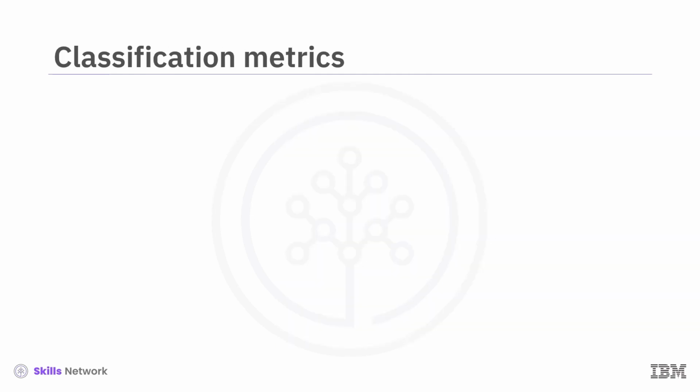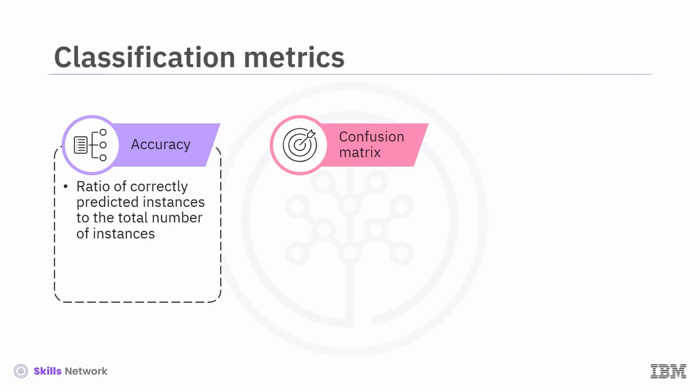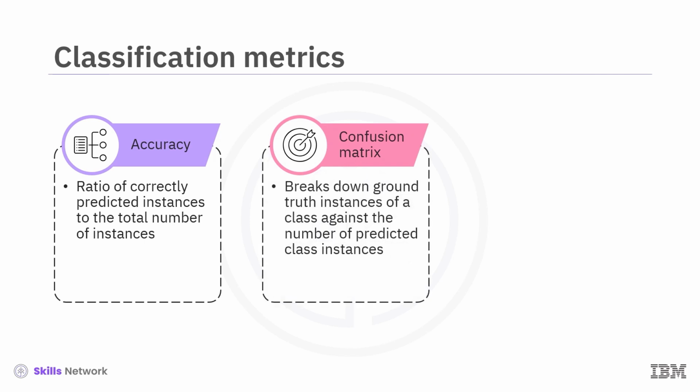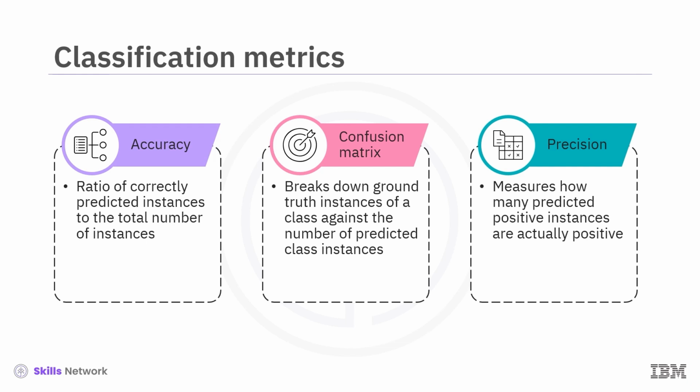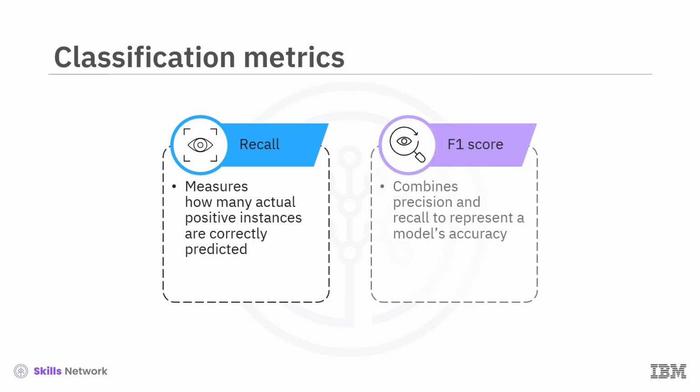In classification tasks, the model predicts categorical labels to assess how well these predictions align with the actual labels. We'll explore some common metrics for evaluating classification models. Accuracy is the ratio of correctly predicted instances to the total number of instances in the dataset. A confusion matrix is a table that breaks down the number of ground truth instances of a specific class against the number of predicted class instances. Precision measures how many of the predicted positive instances are actually positive. Recall measures how many of the actual positive instances are correctly predicted. F1 score combines precision and recall to represent a model's accuracy.